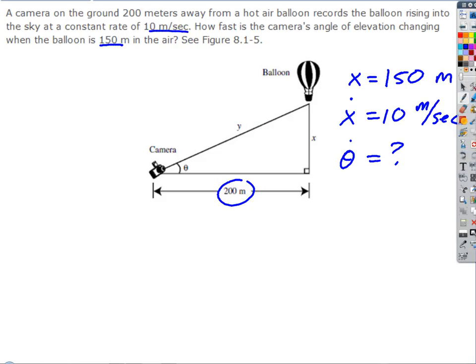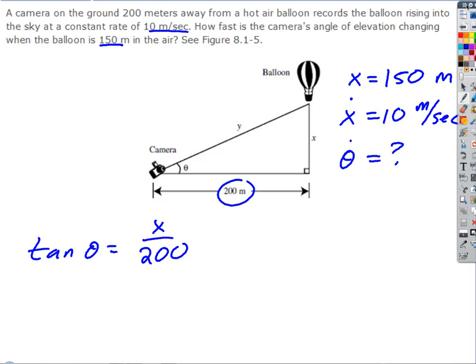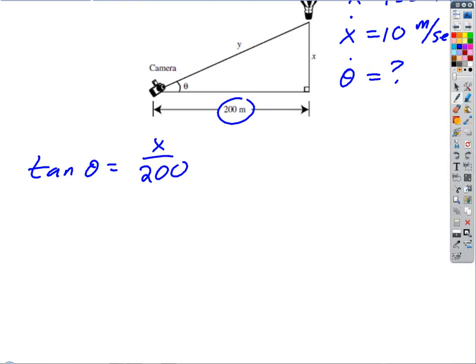Okay, so then our equation becomes tangent theta equals x over 200. Okay, there's our static equation. Now we can do some calculus on that equation. And what do we get? If I differentiate that, and what am I going to do here?